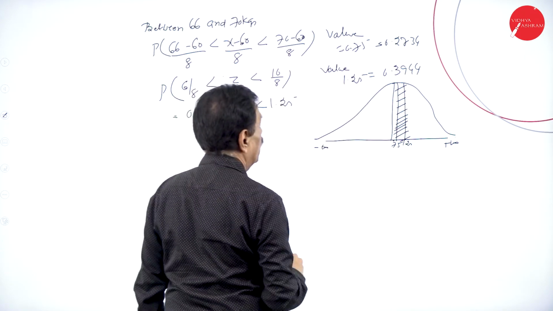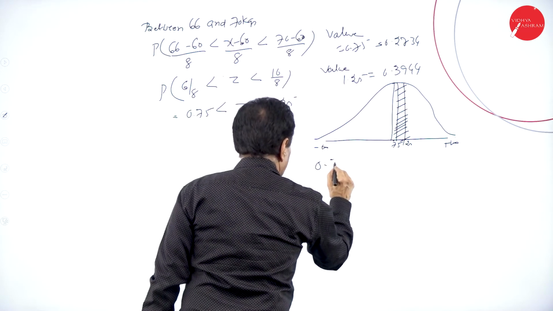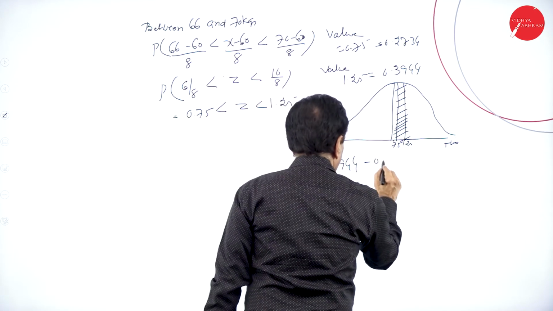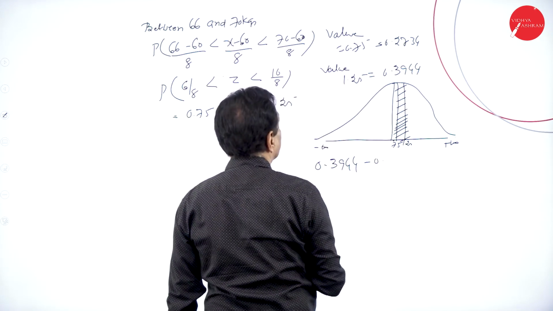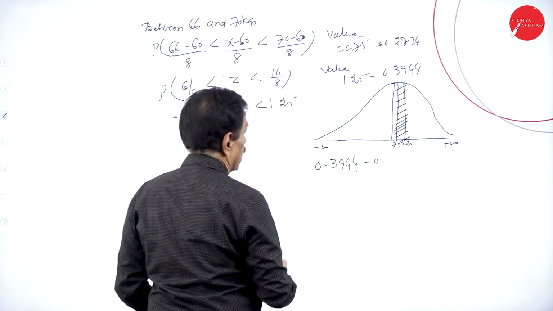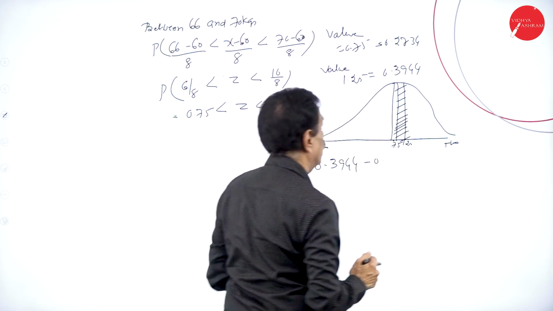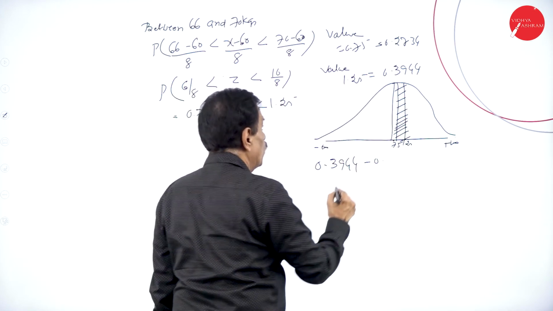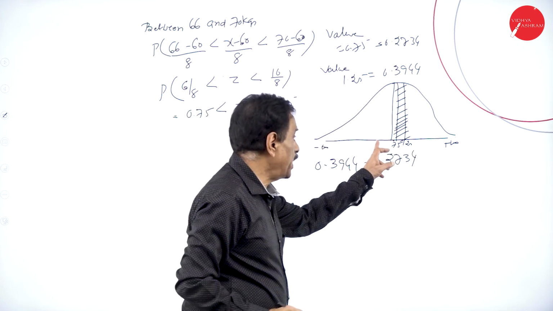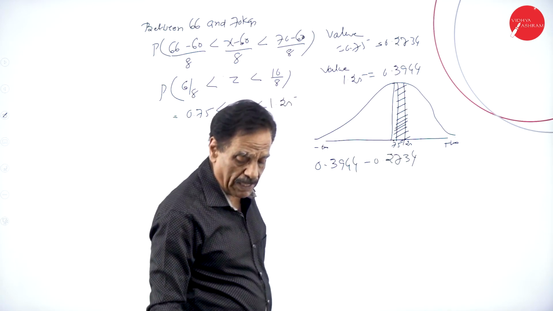So from the highest value, deduct the lowest value. What is the first one? 0.3944 minus 0.2734. Both values come on the right side. If both come here, from the highest value, deduct the lowest value. If they come on this side, both should be added.